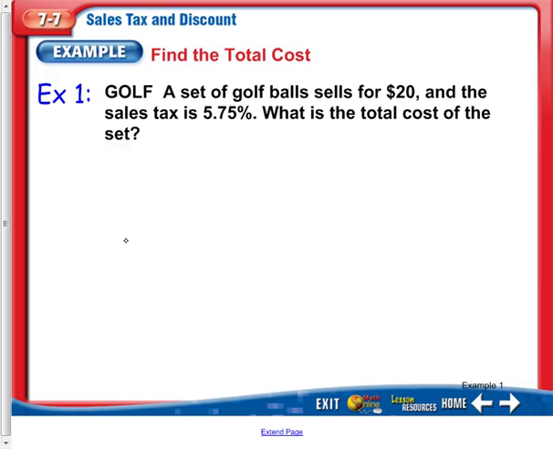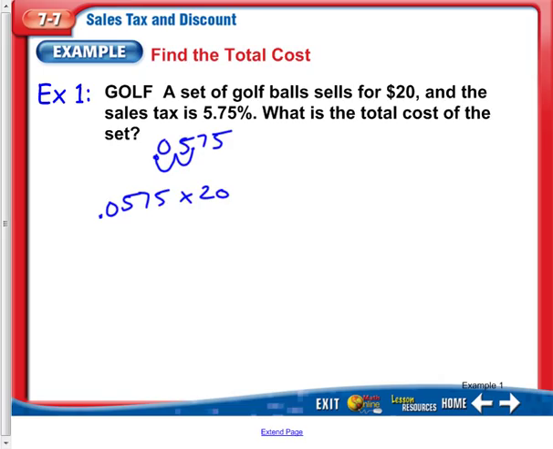Okay, so in golf, a set of golf balls sells for $20, and the sales tax is 5.75%. So what is the total cost of the set? Well, let's go ahead and convert this to a decimal first. So it's 5.75%. We move the decimal twice to the left. That gives us our decimal form, 0.0575, times $20.